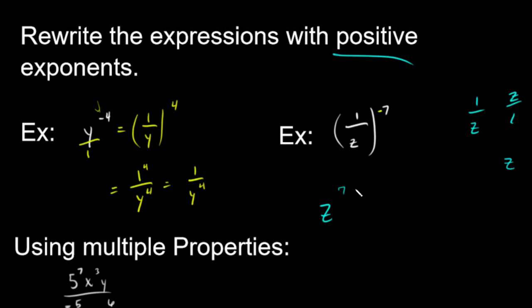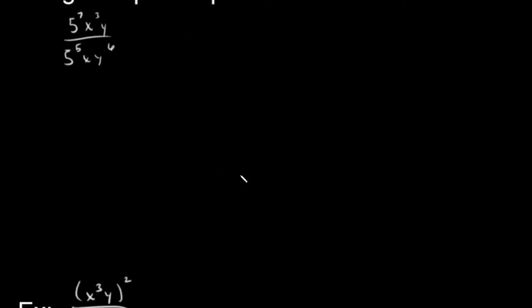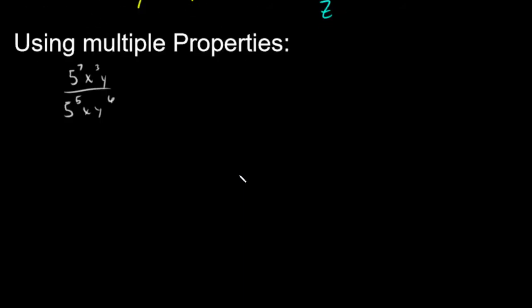All right. Wrapping things up here, we have a couple of examples, and then we'll be finished. So, how this works. When you have multiple properties at play, my advice to you would be to simplify the numerator and the denominators separately, and then work on using the quotient property. So the first thing I do is simplify anything in the numerator and anything in the denominator that you can. But in this example, you can't because you have a 5 as a base, an x as a base, and a y as a base.